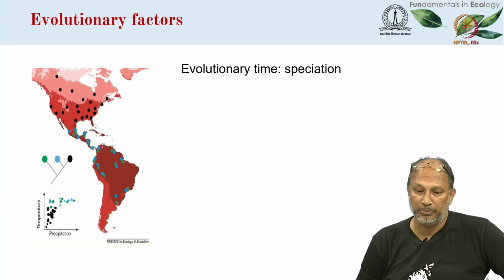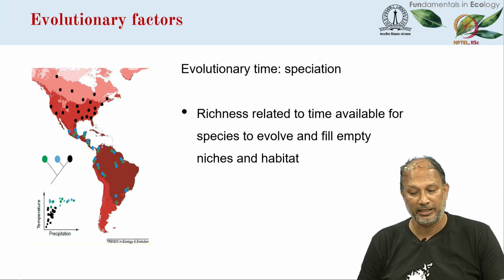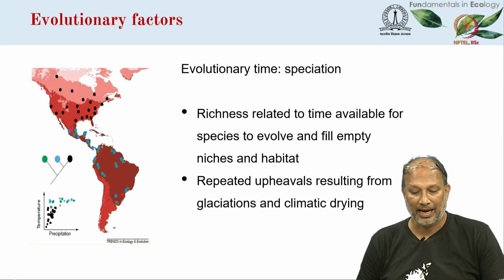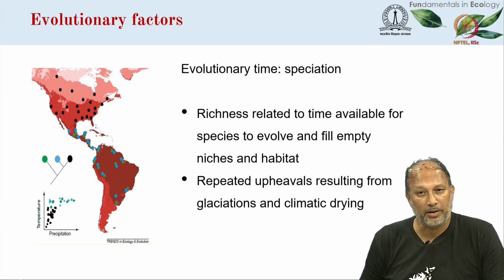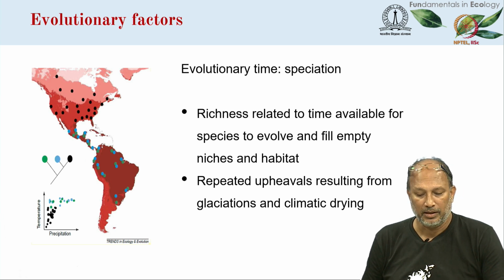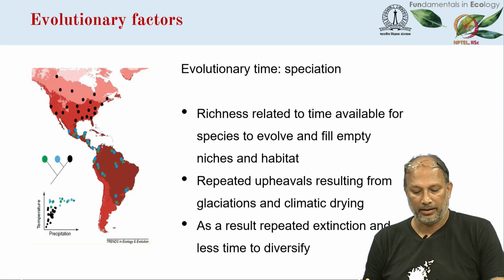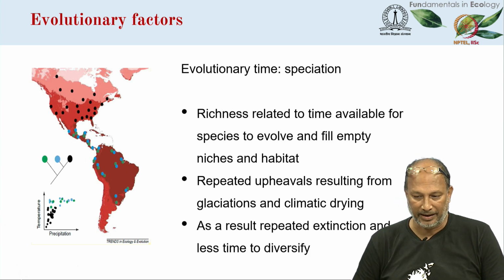Other things have been proposed. Evolutionary time. So richness has been related to the time available for species to evolve and fill empty niches and habitats. Also evolutionary factors that we'll talk about a little bit more in the biogeography module: repeated upheavals from glaciations and climatic drying, and as a result of this, repeated extinctions and less time to diversify.